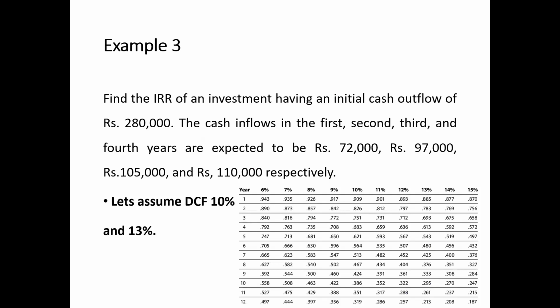So here, example 3 is focusing on the IRR. Find the IRR of an investment having an initial outflow of rupees 280,000 and the cash flow in the first, second, third and fourth year are expected to be 72,000, 97,000, 105,000 and 110,000 respectively. Since we are going to calculate the IRR, I'm assuming two different rates. One is 10% and the other one is 13%.